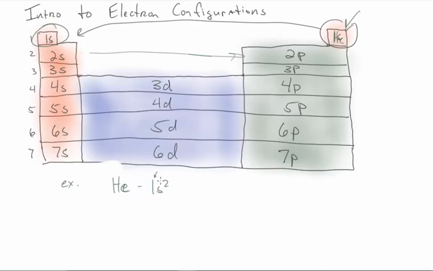The 1 there is your energy level. The s is your region. The 2, how many electrons are there? So you want to make sure you get that written down.